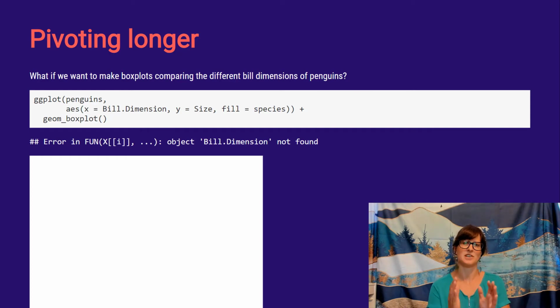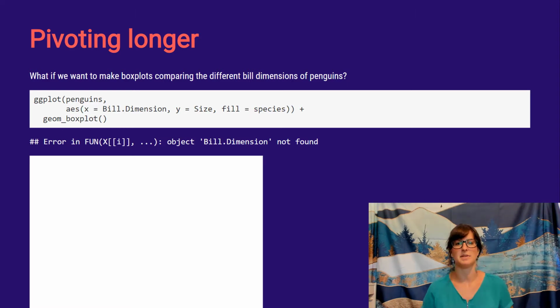What I think I want to do is I want to have on the x-axis the bill dimension, whether it's the length or the depth of that bill. And then on the y-axis I want the size. And I want the number of millimeters that that bill dimension is measured to be. And then I've decided I want to color it by species so I can compare these penguins.